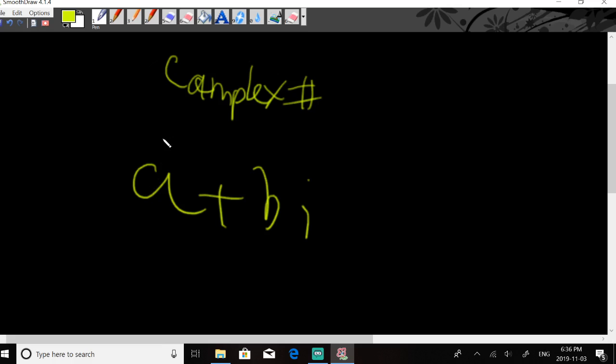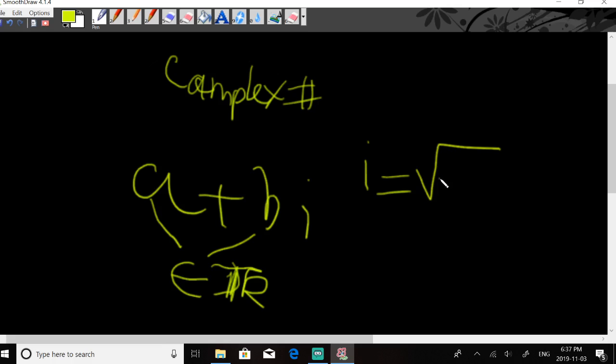So a and b are real numbers, and i is equal to the square root of -1. This is what we're going to learn today.